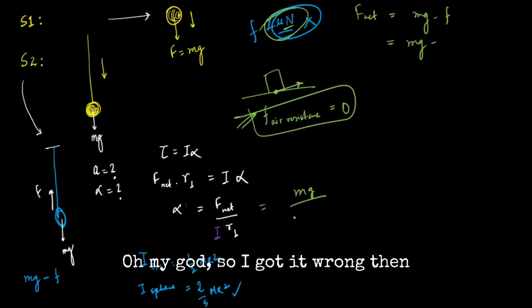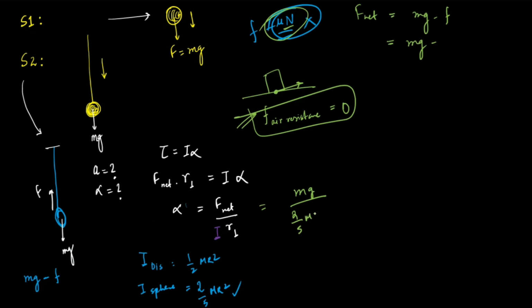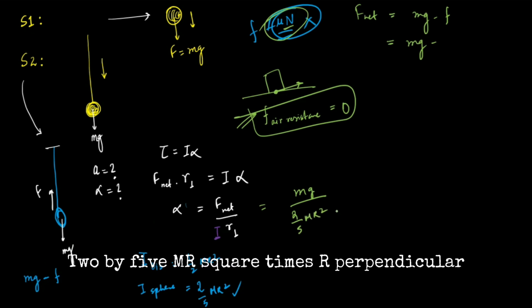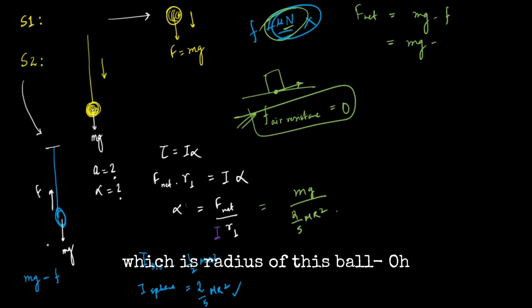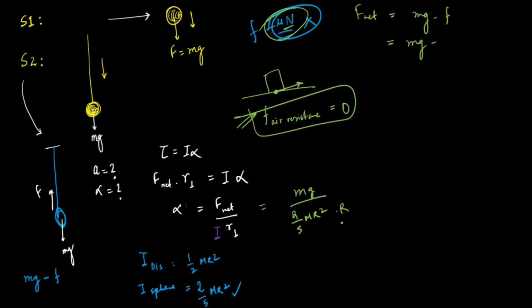Oh my god, so I got it wrong then. 2 by 5 m r square times r perpendicular, which is the radius of this ball. I also got r wrong. I got it wrong.